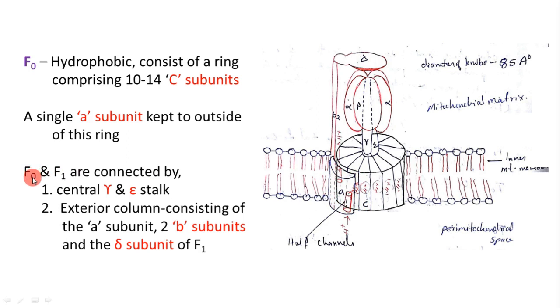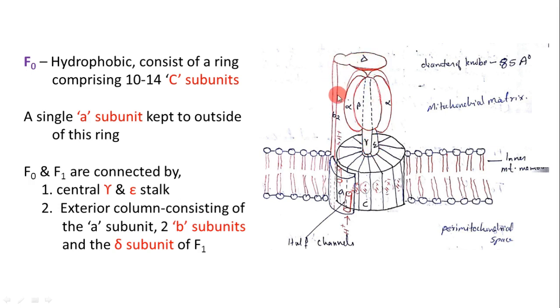Then F1 and F0 are connected in two ways. One, through a central gamma and epsilon stalk. Here there is a gamma subunit and an epsilon subunit. They together form a stalk. So they connect these F1 and F0 particles through their centers. They are connected by the stalk.